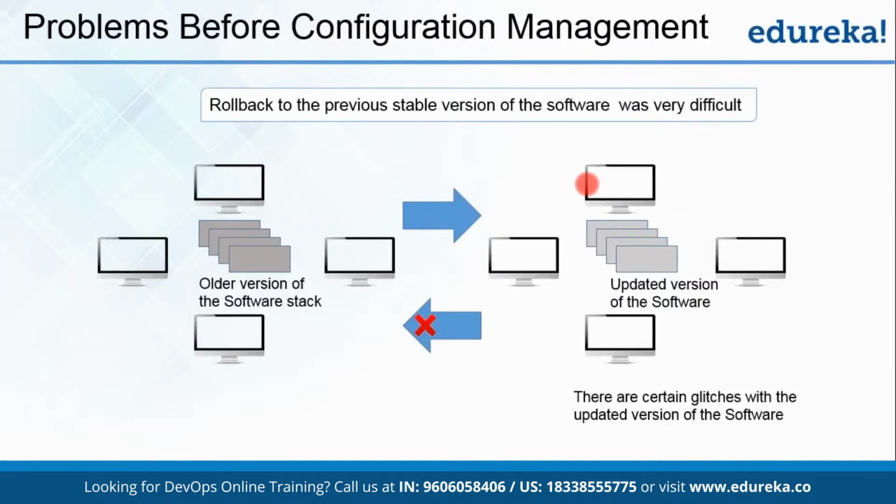But now what happens, that updated version of the software has certain glitches. Your company wants to roll back to the previous version of the software, which is MongoDB in this case. So you want to go back to the previous version. Now how will you do that? Remember, you have not kept the historical record of MongoDB during the updating. I mean, you have updated MongoDB manually on all the nodes. You don't have the record of the previous version of MongoDB. So you need to go and manually reinstall MongoDB on all the nodes. So rollback was a very painful task. I mean, it used to take a lot of time. And we'll see what are the other problems before configuration management.